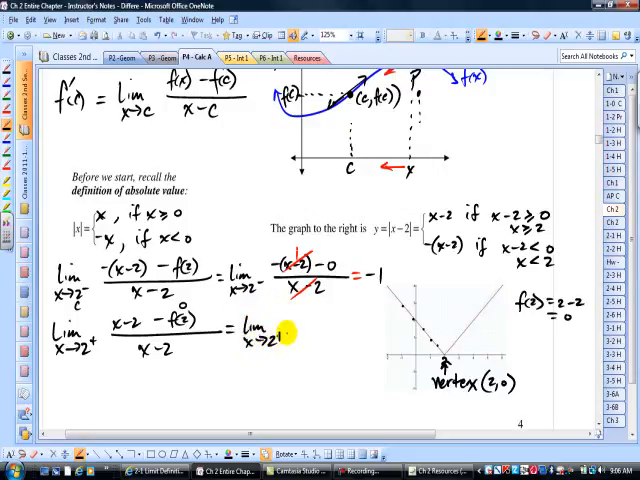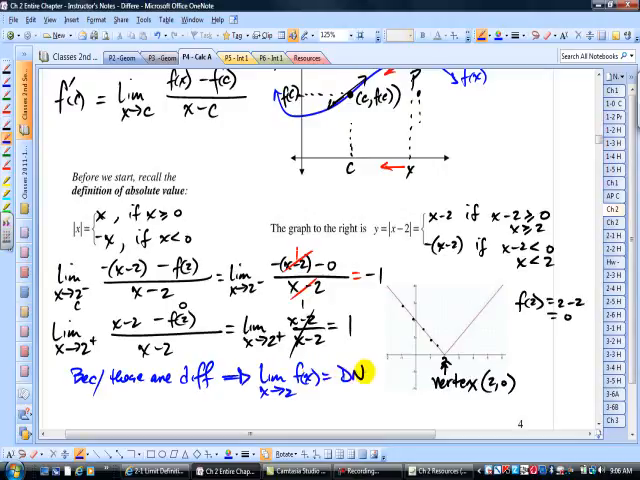As you approach 2 from the right of (x minus 2) divided by (x minus 2), that's going to be 1, of course, and the limit of 1 is 1 as you approach anything. And this is the right-hand limit. Notice that these are different. Because the limits are different, that tells me that the limit as x approaches 2 of the function f of x does not exist.